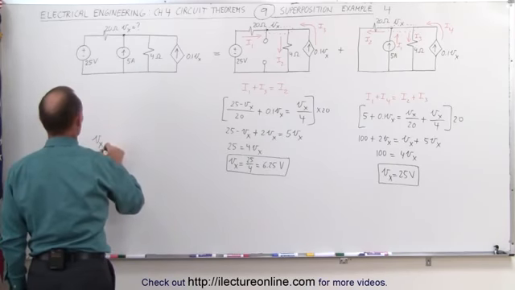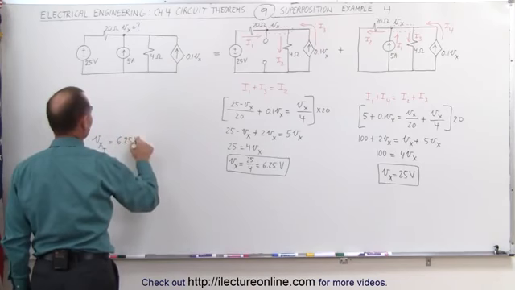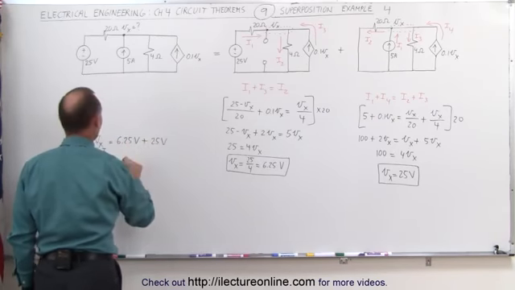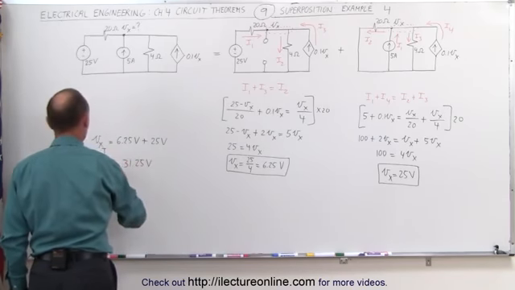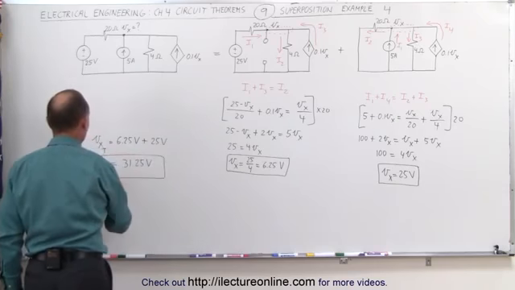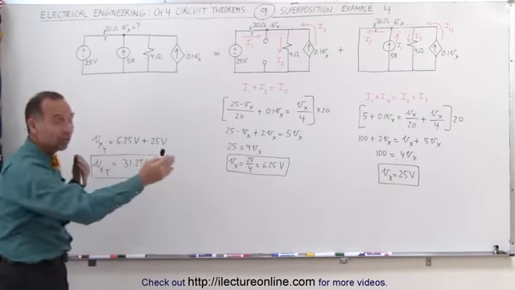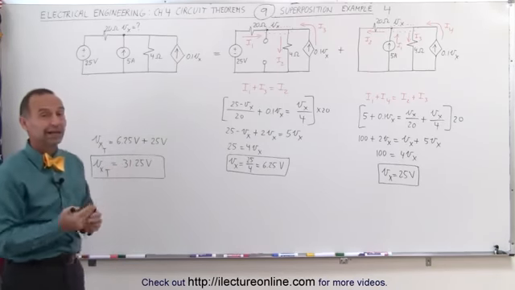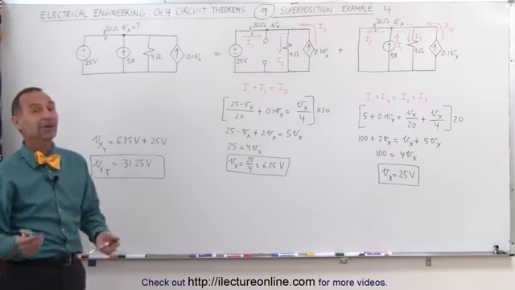V sub x total is equal to V sub x for the first circuit, 6.25 volts, plus V sub x of the second circuit, 25 volts. That adds up to 31.25 volts for the total voltage at that particular node. And in this case, I would say separating the circuit into two separate circuits and solving those individually and then adding it together algebraically seemed to be like the easiest way to do this particular problem. And that's how it's done.